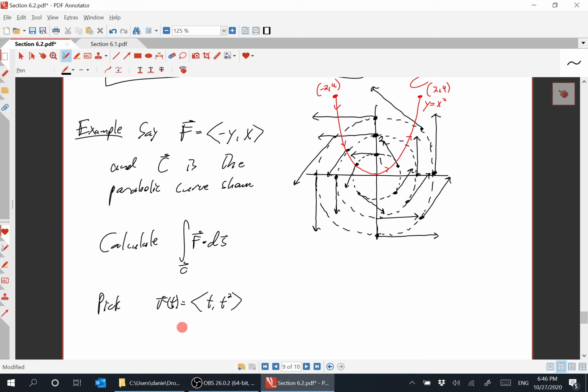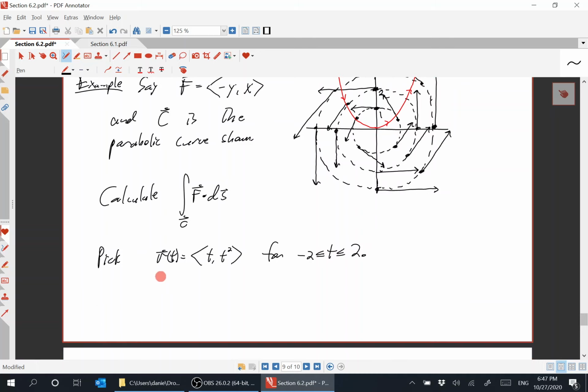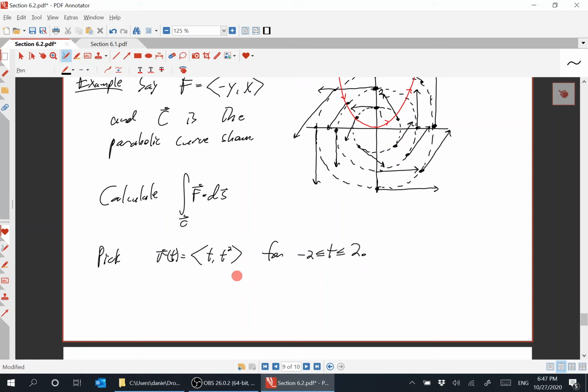For minus 2 less than or equal to t less than or equal to 2, right? From minus 2 to 2. Okay, so pick r of t to be equal to that. So r prime of t is what? Is just 1 comma 2t.